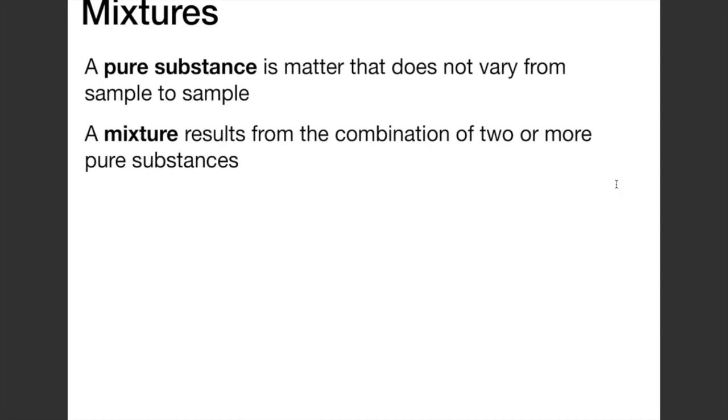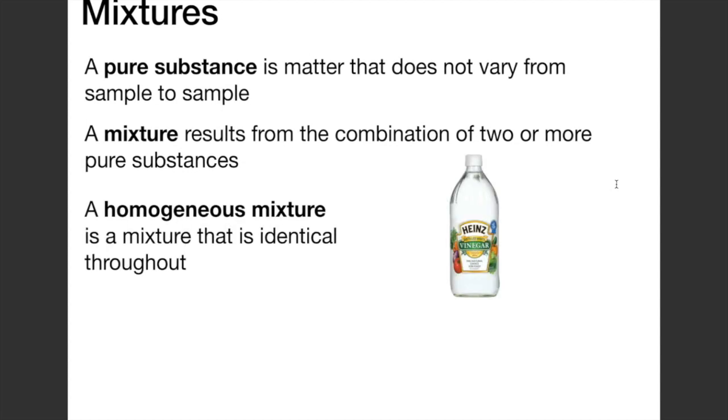A mixture results from the combination of two or more pure substances. So, for example, we can think of vinegar. Vinegar is a mixture of water and acetic acid. So, it's a mixture of two pure substances. In addition, vinegar is a homogeneous mixture. If you were to take a sample of vinegar at the top of that container or at the bottom of that container, it's going to look identical throughout.